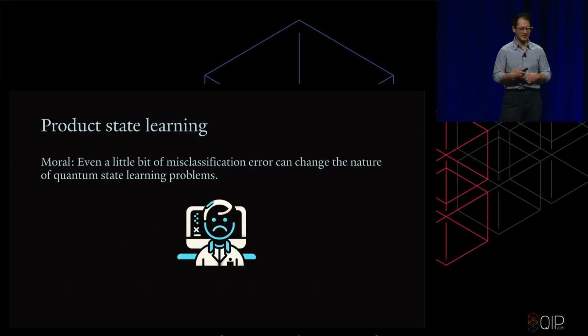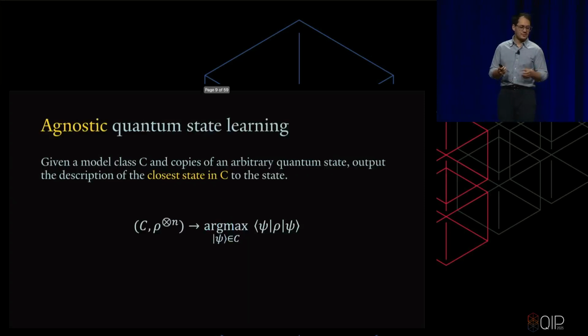The moral is that even epsilon error in your model can change the nature of quantum state learning problems. This motivates something that we call agnostic quantum state learning. Here we're not going to assume that our input comes from a particular model. Instead, we're told about some model class C, we're given copies of an arbitrary quantum state, and we have to output the closest state in the model class to the quantum state that we're given.